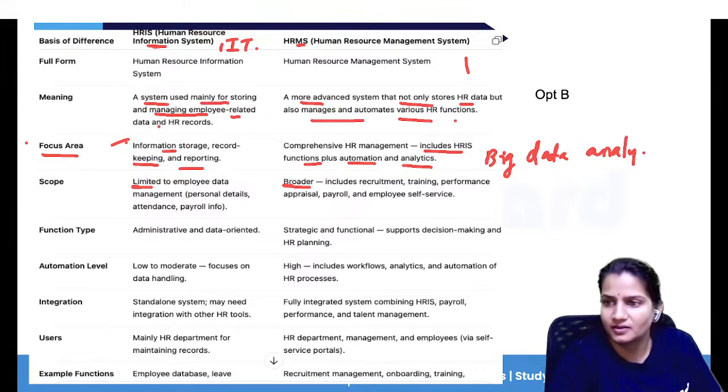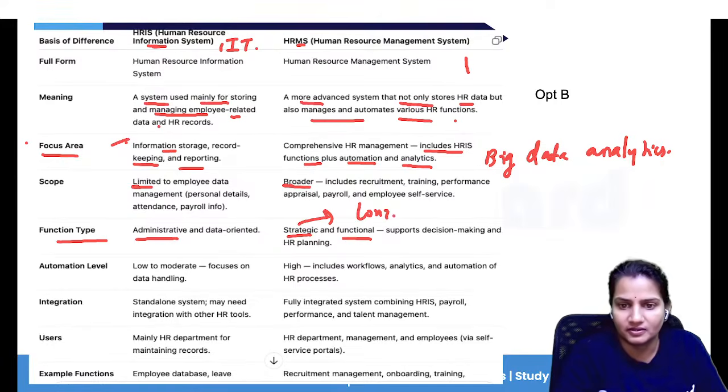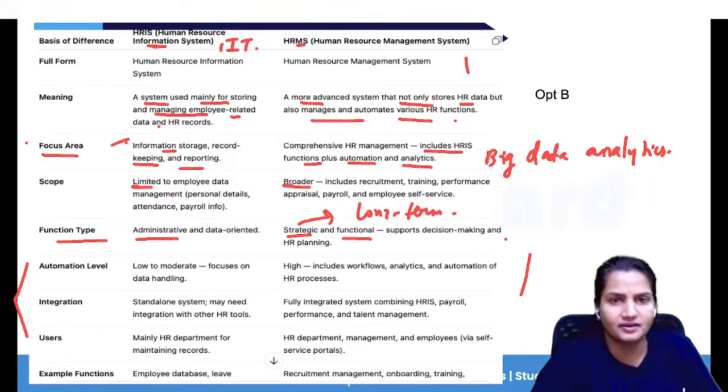How to use data for making decisions for your company. So it is administrative, it is strategic, functional. Why strategic? Because it is used for a long-term period. So these are all the differences between HRIS and HRMS.